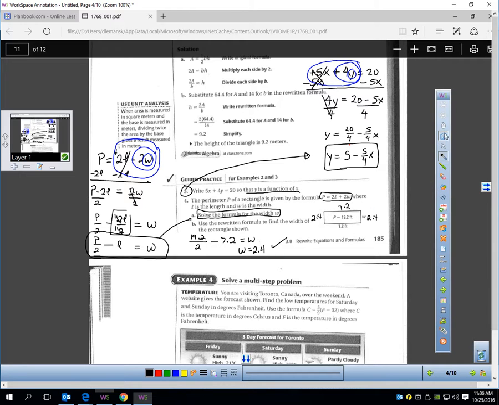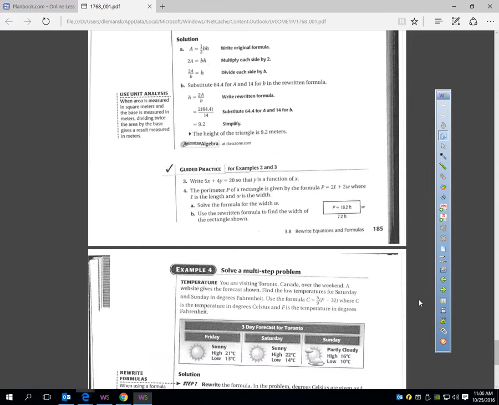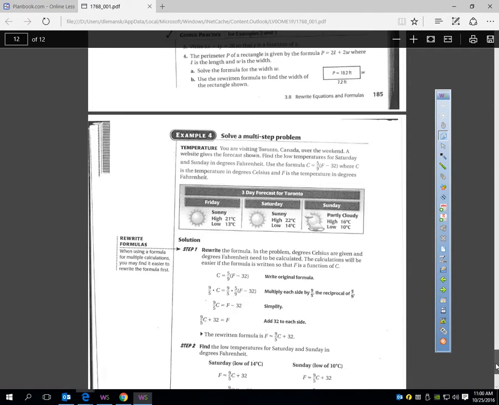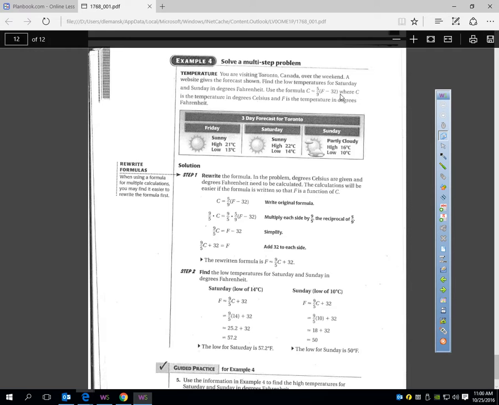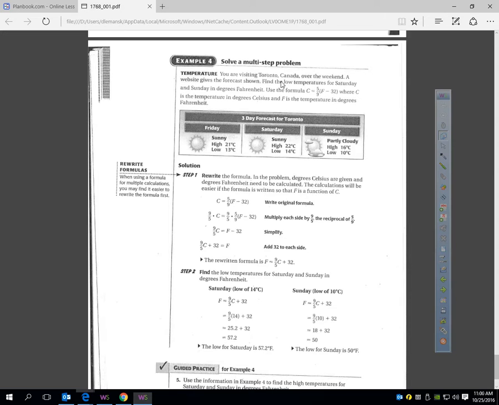Let's look at one more. They have one of these questions where we have to use the Celsius formula. Okay? It says you're visiting Toronto over the weekend. A website gives the forecast shown. Find the low temperatures for Saturday and Sunday in degrees Fahrenheit. Use this formula where C is the temperature in Celsius and F is the temperature in Fahrenheit.